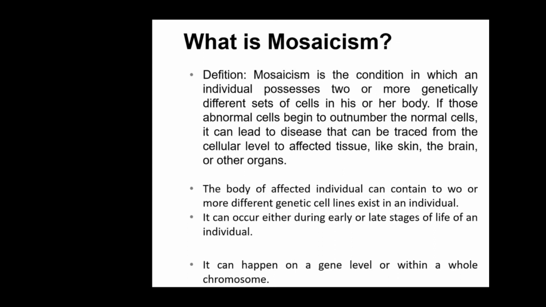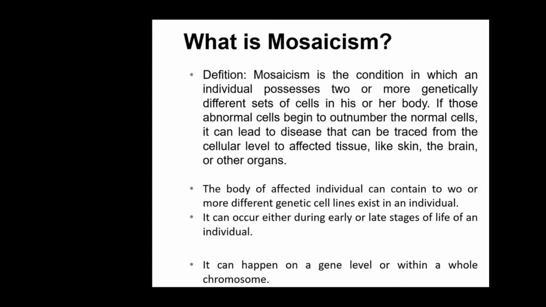Mosaicism can be defined as the condition in which an individual possesses two or more genetically different sets of cells in his or her body. Of course, if those abnormal cells begin to outnumber the normal cells, it can lead to diseases that can be traced from the cellular level to affected tissues like the skin, the brain, and other organs.